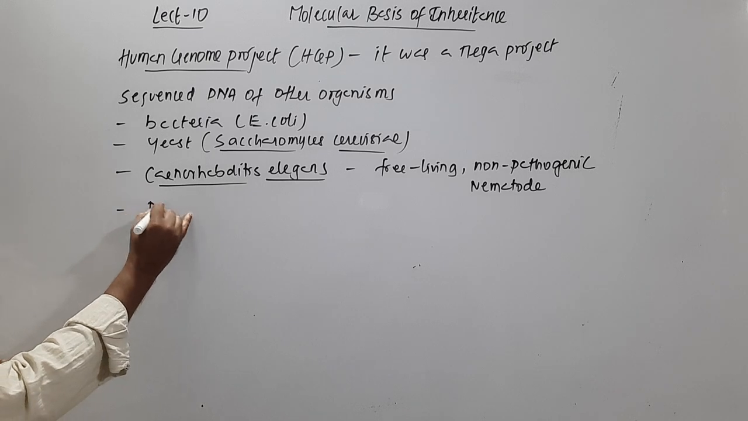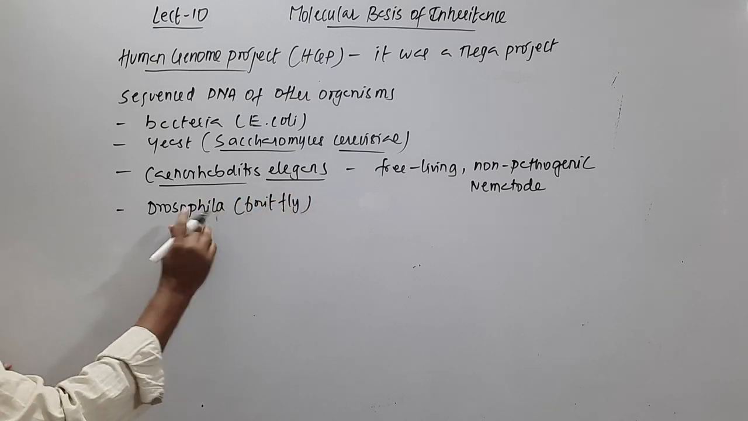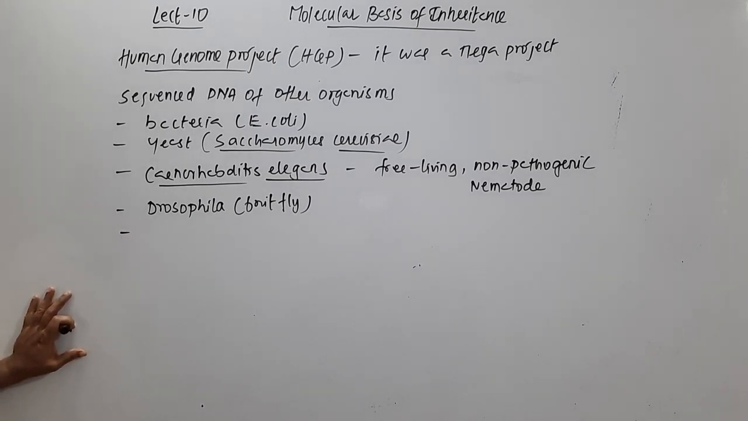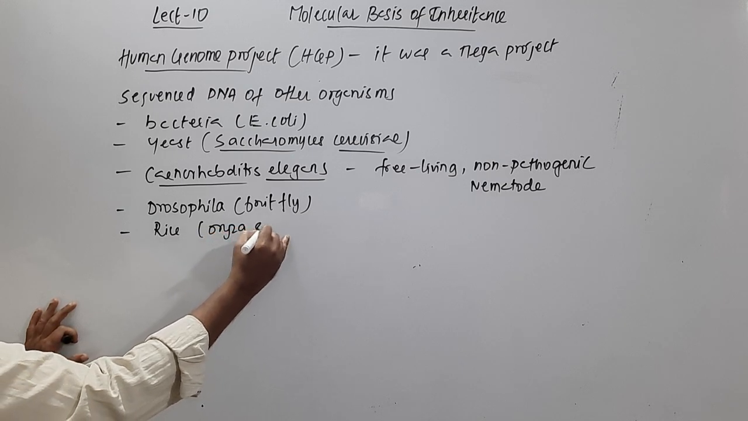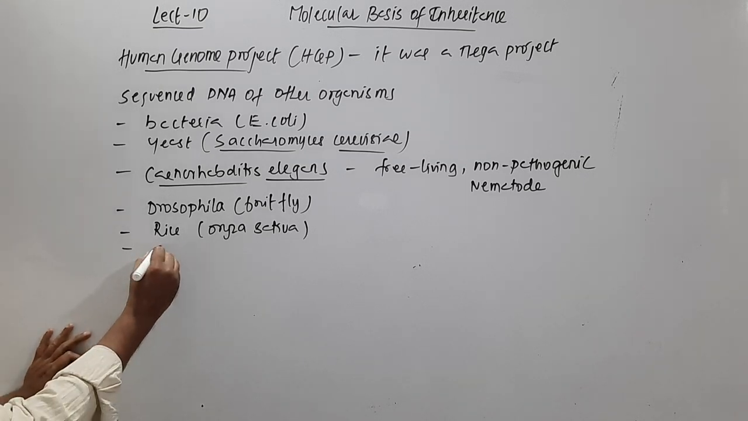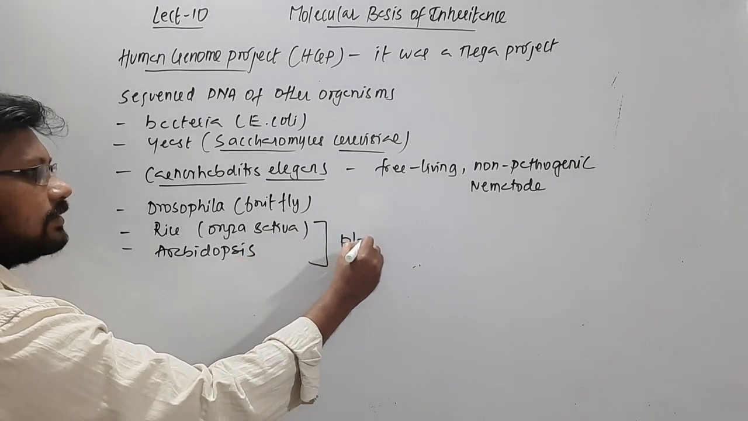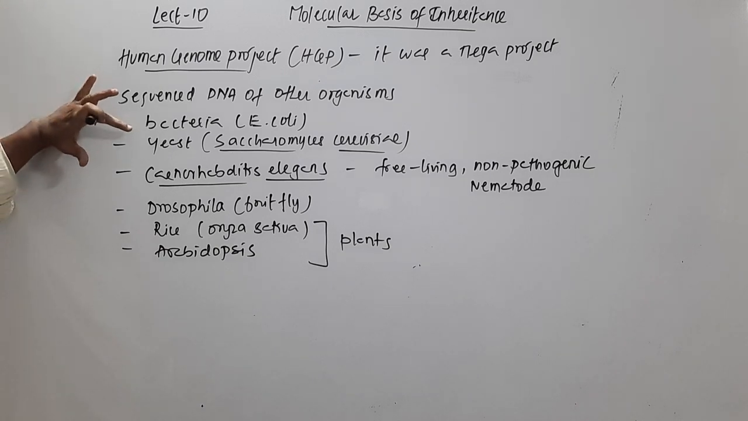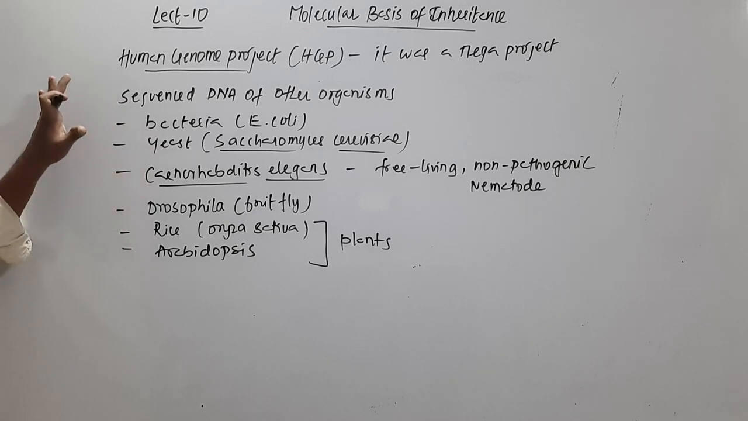And then we also sequenced the DNA of Drosophila, the fruit fly. And coming to plants, we have sequenced rice, Oryza sativa, and then Arabidopsis, another plant. So these two are plants. Of course this is bacteria, this is fungi, this is a nematode, this is an insect, and these are plants. For all these organisms we have sequenced DNA.